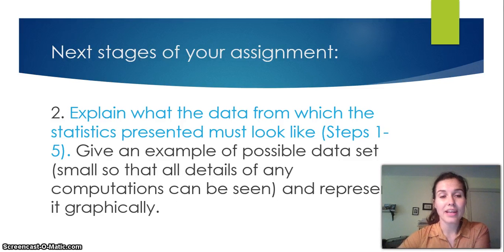The next stage of your assignment is to explain what the data from which the statistics presented must look like, and give an example of a possible data set that's small and represent this data set graphically. For the next few minutes, we are just going over this part highlighted in blue: explain what the data from which the statistics presented must look like. There are a few steps involved, and I tried to break the assignment down into very small steps, so it should be easy to follow.